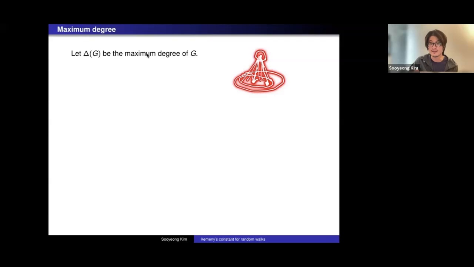Suppose it's not passing through the maximum degree vertex, then it goes here, but this vertex is still likely to be inside the neighborhood of the vertex with the maximum degree. And then this vertex has a route to get to here, and so on. So we might expect that if we have a larger maximum degree, then our Kemeny's constant is going to be lower. Maybe this would be a reasonable speculation.